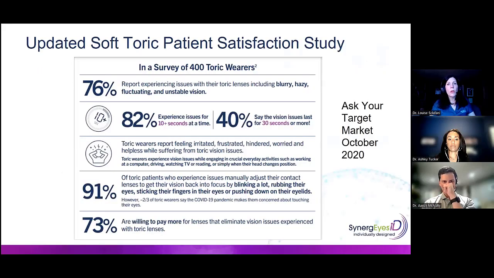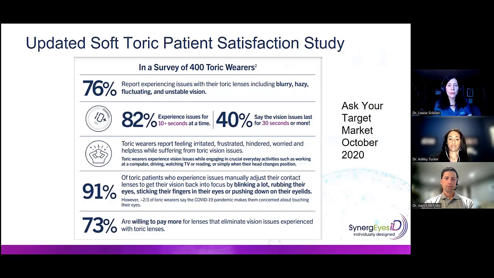There was a study by Ask Your Target Market in 2020, and it looked at over 400 soft toric lens wearers, and it asked them, how do you feel about your vision? How stable is it? How comfortable is your vision? And 76% of them complained of having some blurry, hazy, or unstable vision. And 82% of them reported that it would last at least 10 seconds at a time.